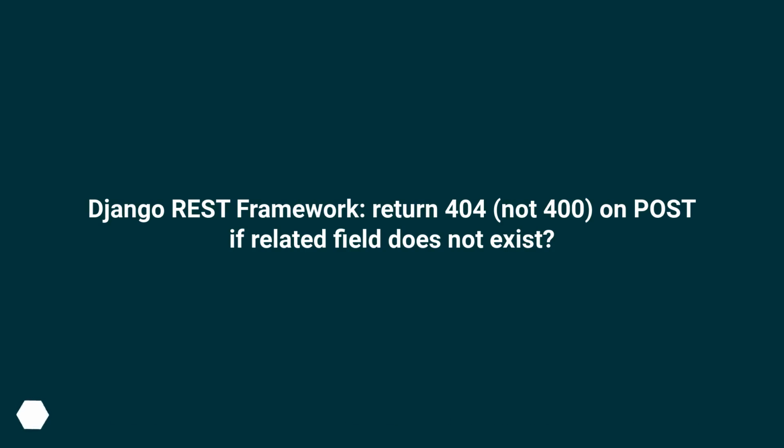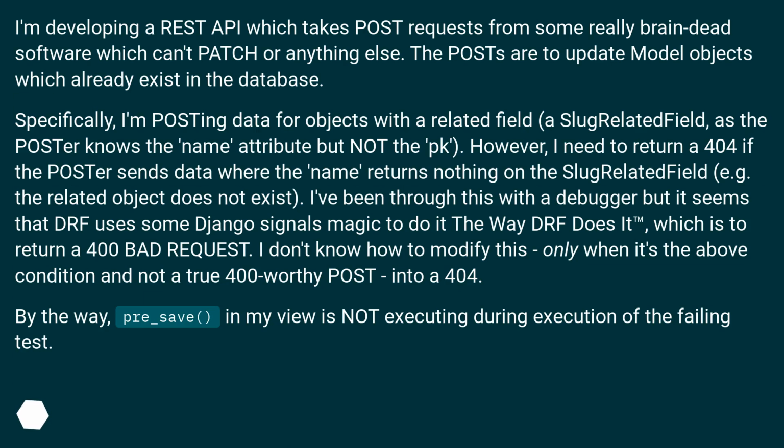Django REST Framework. Return 404, not 400, on POST if related field does not exist. I'm developing a REST API which takes POST requests from some really brain-dead software which can't PATCH or anything else. The POSTs are to update model objects which already exist in the database.